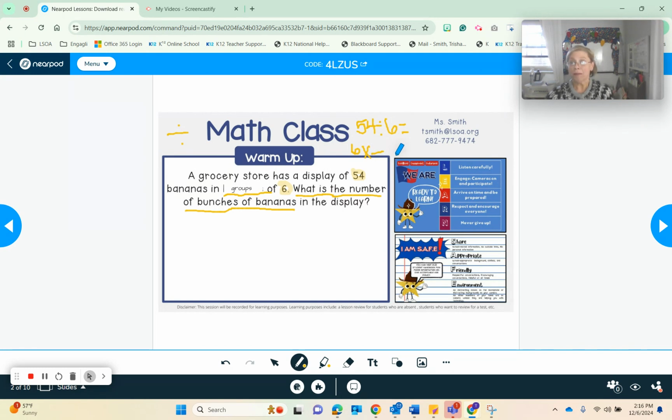Blank. Our blank is something. We don't know what it is. And I'm going to put a B. Wait. 6 times B, because we're looking for the B for bunches of bananas. 6 times B equals 54.